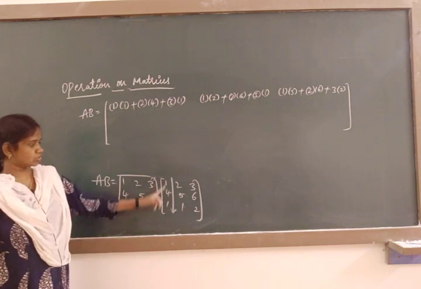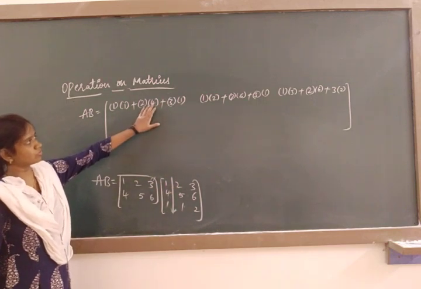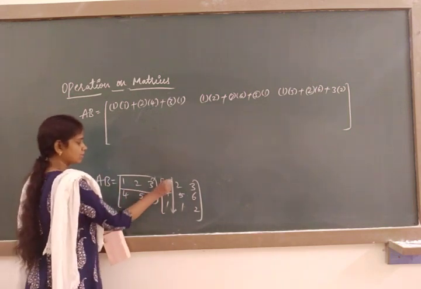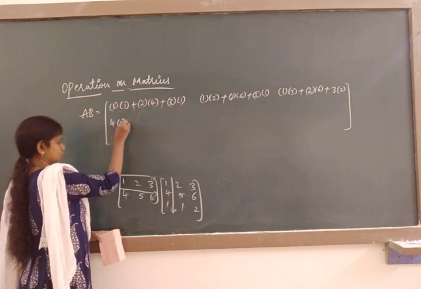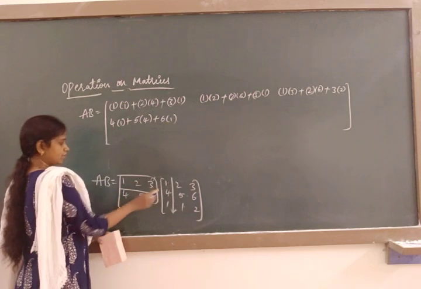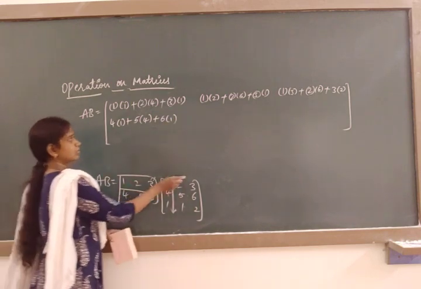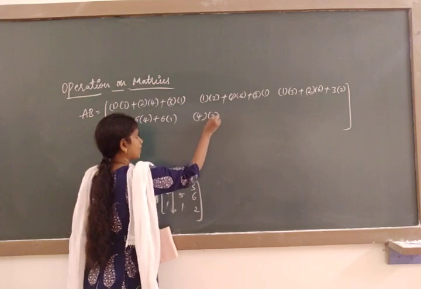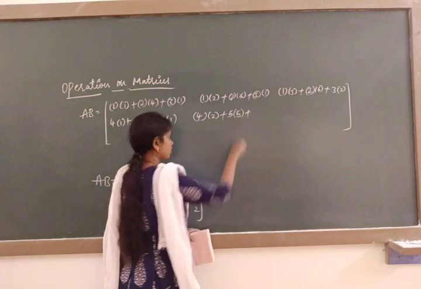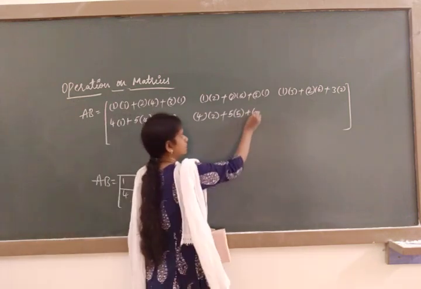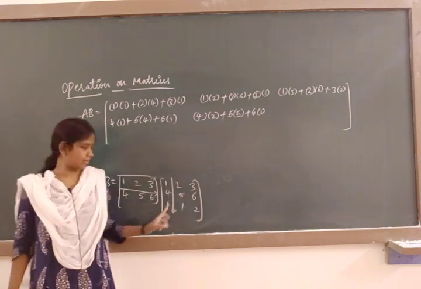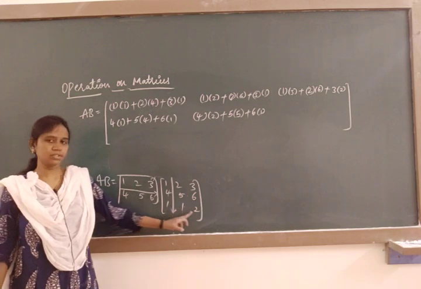So now first row, first column, second column, third column over. Now move on with the second row. Second row again first column: 4 into 1 plus 5 into 4 plus 6 into 1. Next will be 4 into 2 plus 5 into 5 plus 6 into 1. Okay. Next will be 4 into 3 plus 5 into 6 plus 6 into 2.